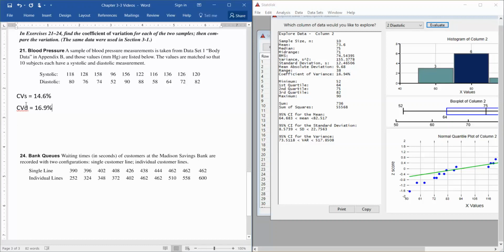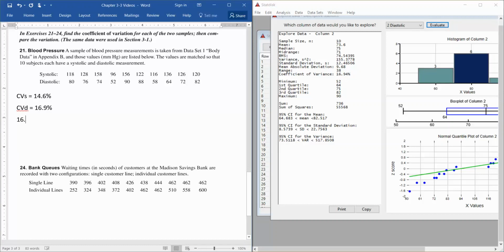So the coefficient of variation for diastolic is 16.9%. If we take 16.9 and subtract 14.6, we get 2.3. 2.3 is less than 5. So there's not enough of a difference in the coefficients of variation for us to say that the variation is different between these two populations. So we would say that the variation is roughly the same.